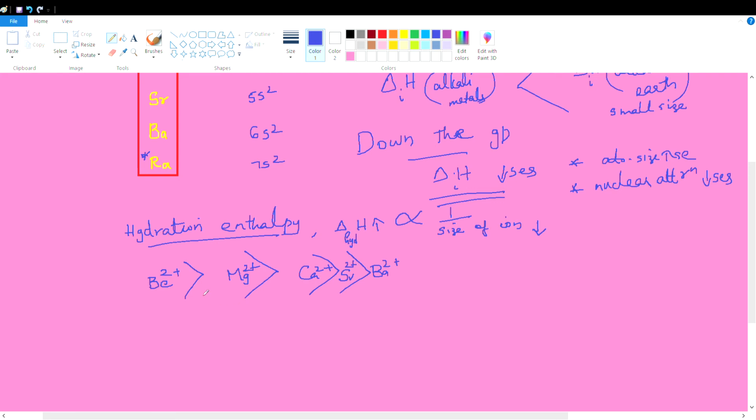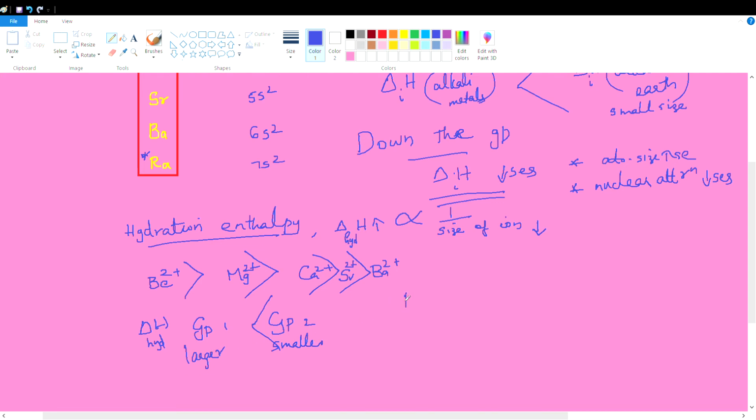The hydration enthalpies of alkali metal and alkaline earth metal, group 1 and group 2, when we compare, which is smaller? Group 2 metal ions are smaller. These are larger. So which is having higher hydration enthalpy? The smaller. Alkaline earth metal ions have greater delta H hydration because of their small size compared to alkali metal ions. So alkaline earth metal ions are more hydrated than alkali metal salts.